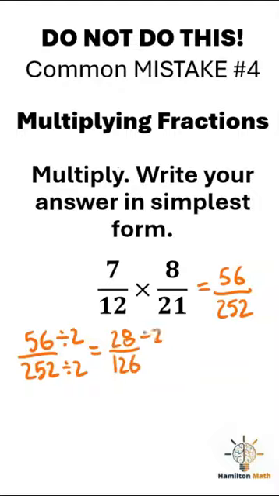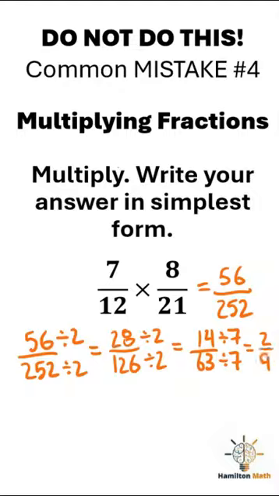Well, let's do that again. Divide by 2 again. So we divide by 2 yet again, and what we get is 14 over 63. Still an ugly fraction. Hopefully at this point you can see that we can still divide by 7 in the numerator and denominator. That might be tricky for some students to see. And now we finally arrive at 2 over 9. That's a lot of work to get there.